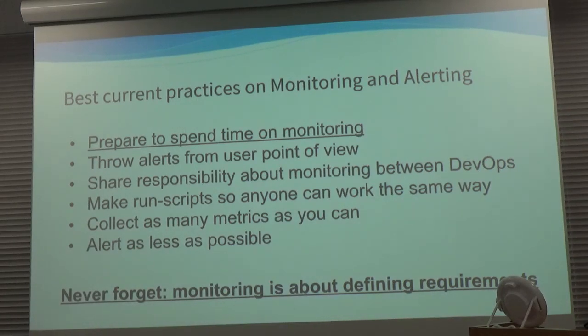So monitoring is always about defining requirements. And so never forget that.